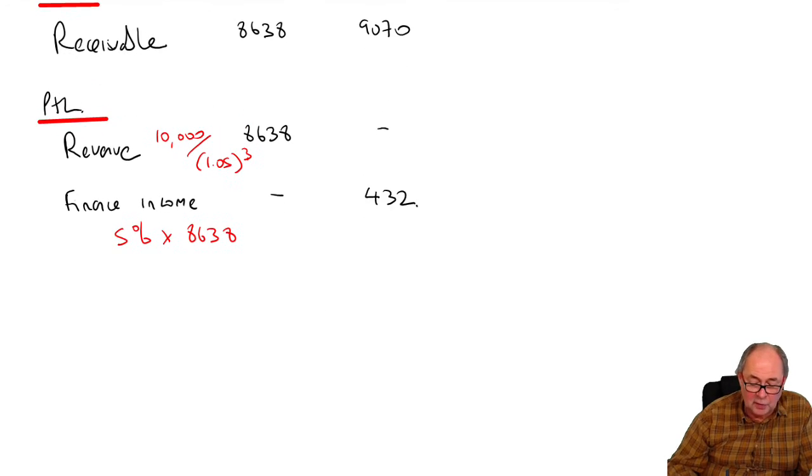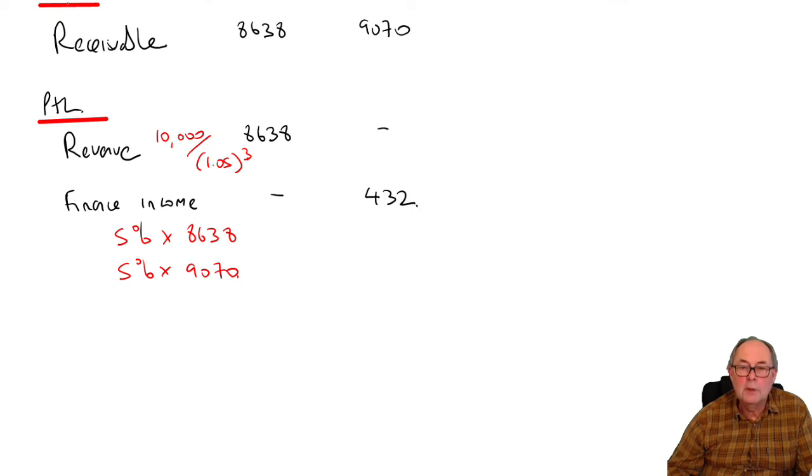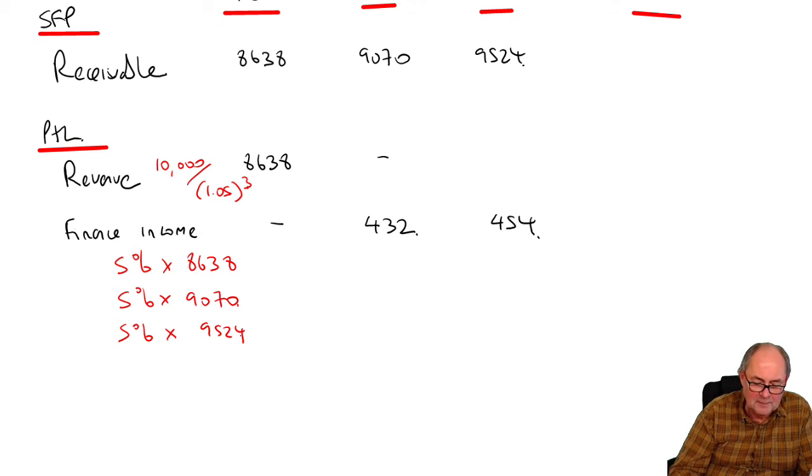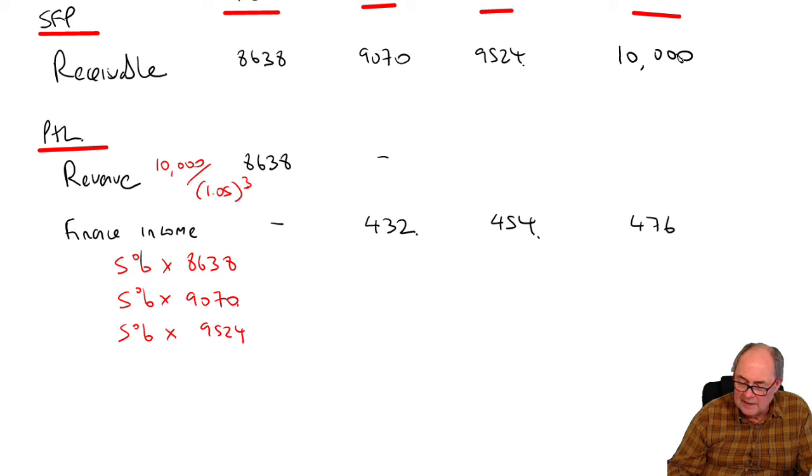The next year, of course, will continue compounding. 5% of 9070, 454. The receivable goes up to 9524. And finally, in the third year, 5% of 9524, 476. The receivable is 10,000.